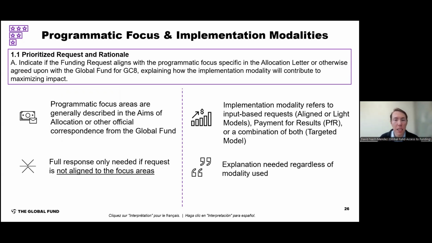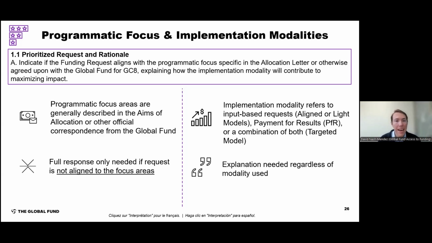For question 1.1a, applicants are asked to show how the priorities in their funding request align with the priorities identified and communicated to applicants before funding request development began, as Lindsay mentioned. Generally, these priorities will be included in the allocation letter, but this can be shared in other official documents as well, especially if a funding request is expected in 2027. A full response to the first half of this question is only needed if the funding request is not aligned with those priorities, those focus areas. Otherwise, applicants could just say that the funding requests are aligned with the programmatic focus specified, and then they can move on to the second half of the question.